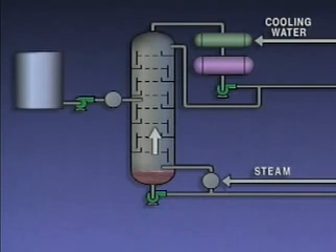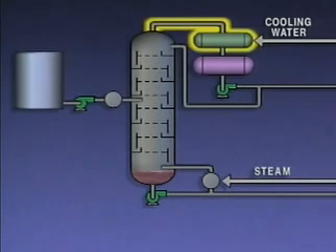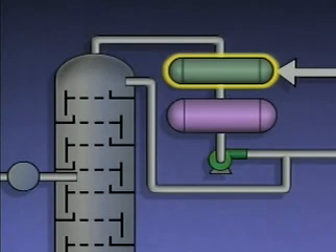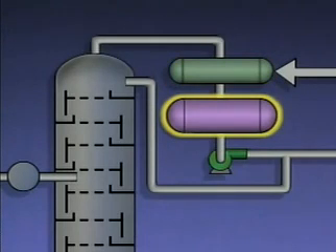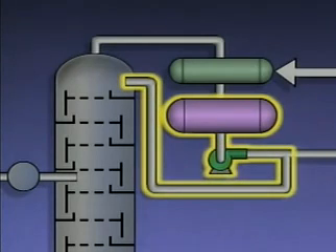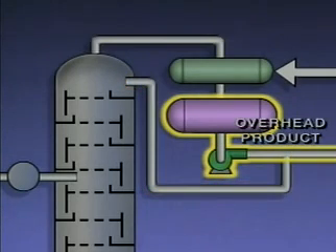The vapors that rise up in the tower are routed to a condenser. The purpose of the condenser is to cool and condense the vapors into liquid. From the condenser, the liquid flows into a receiver or accumulator. The receiver provides a reservoir for the liquid. Part of the liquid from the receiver is pumped back into the top of the tower, and part of it is drawn off as the tower's overhead product. Well, we've just looked at one simple example of a distillation system. Not all distillation systems are the same, but most of them have the basic equipment that we've just seen.